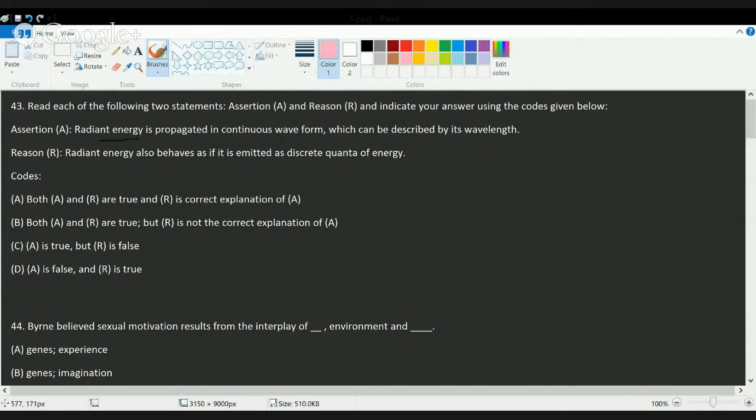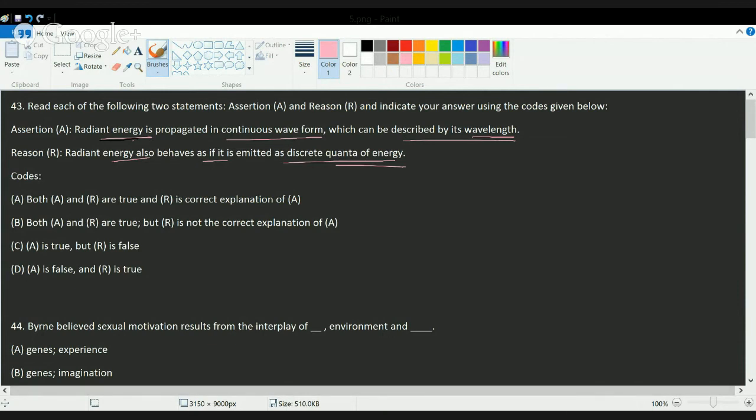So when we talk about the concept of radiant energy, the first statement says radiant energy is propagated in a continuous wave form and therefore can be described as a wavelength. Okay, so that statement is talking about the structure of the wave. And finally, the next statement says radiant energy behaves as if it is emitted as a discrete quanta of energy, or we can say a photon of energy.